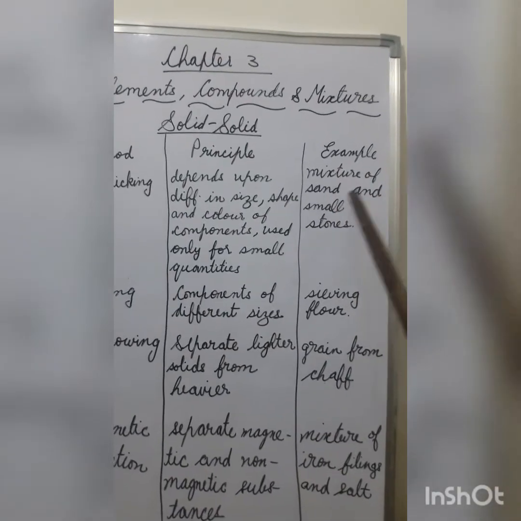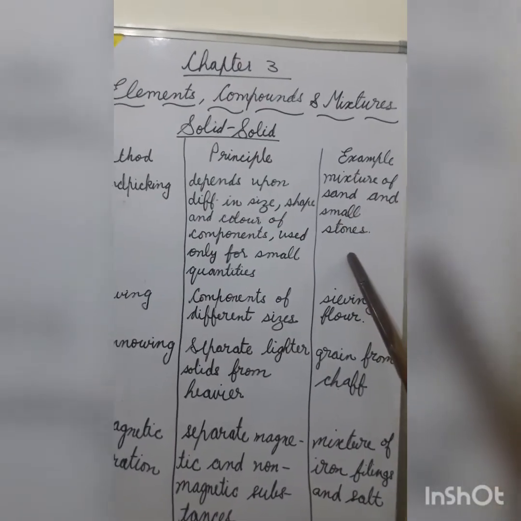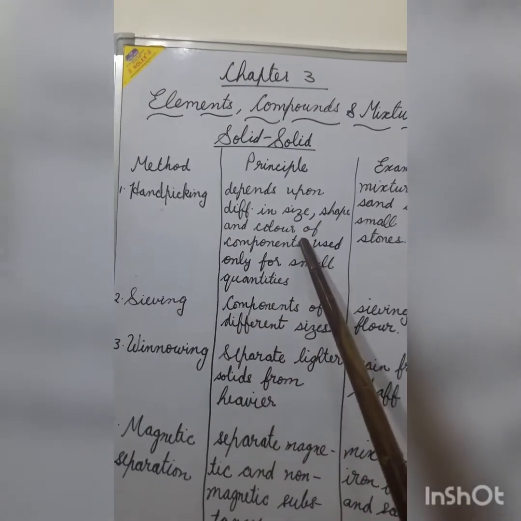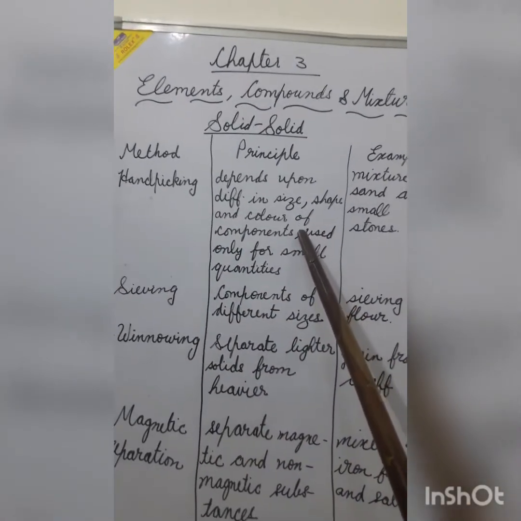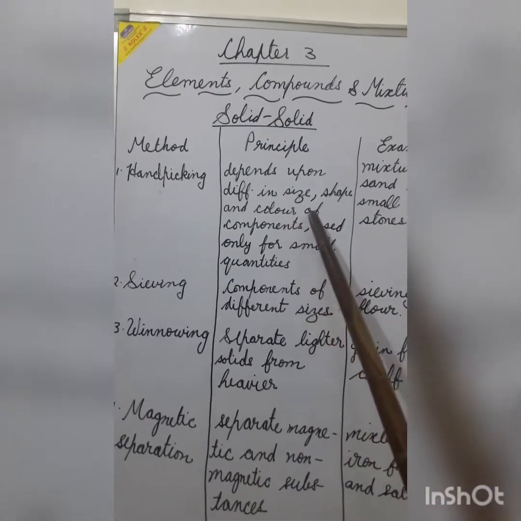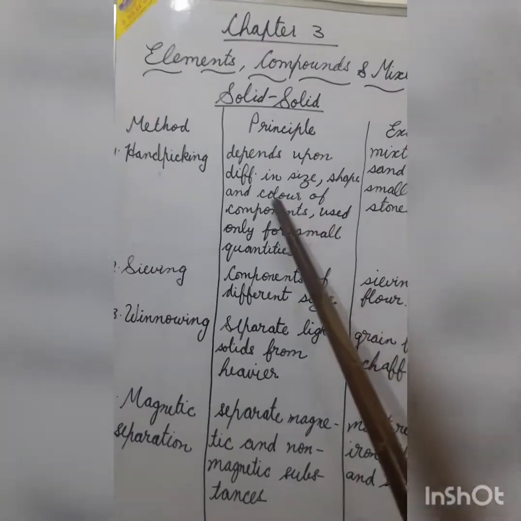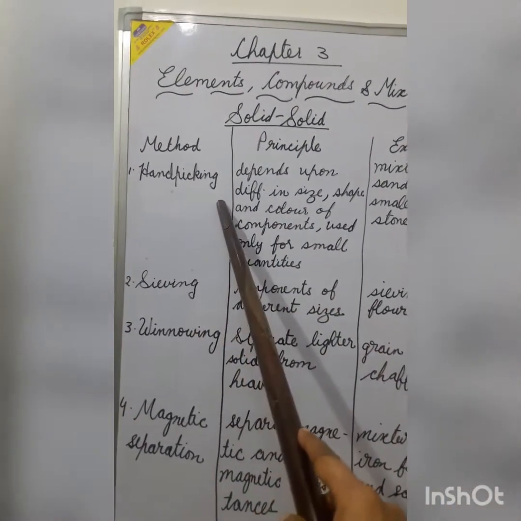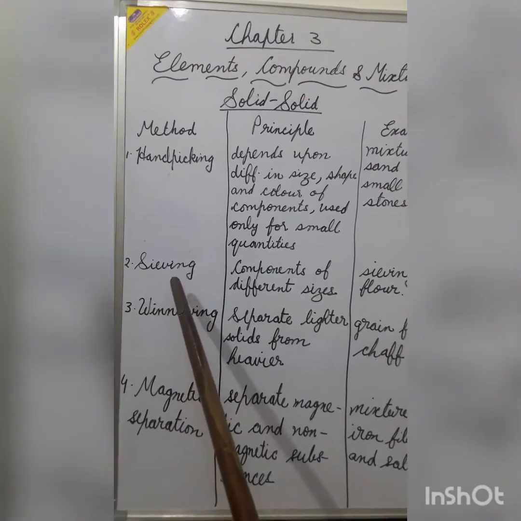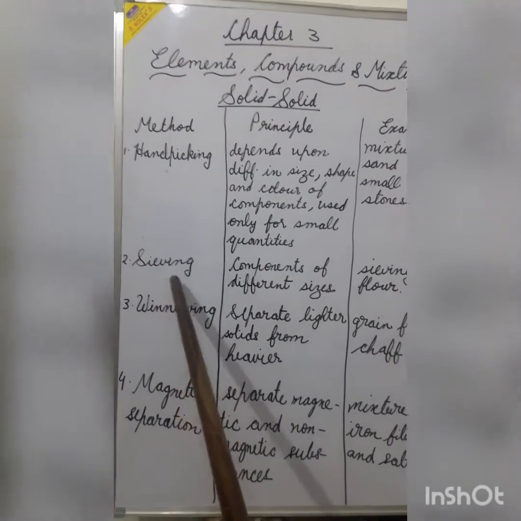Example, a mixture of sand and small stones. A very easy example of hand picking which you have seen in your homes also. Your mothers, when they cook rice and pulses, separate the stones from it by this method only, which is called hand picking. The second method of separating solid-solid mixtures is sieving.